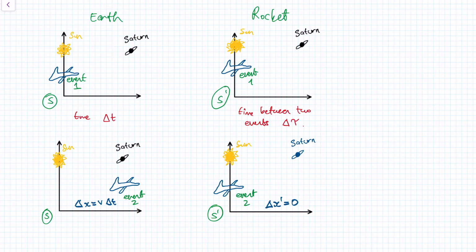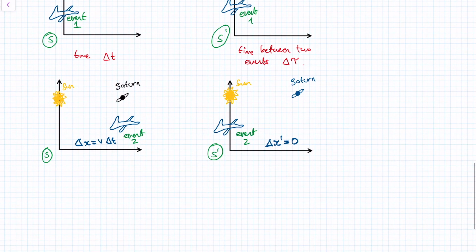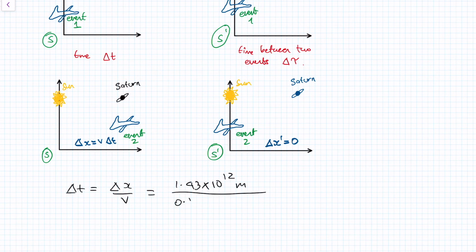Relativity. Good thing about it, one might say, is that we still have this very basic formula: time is equal to distance over speed, or distance over velocity. So what have we got now? The distance was 1.43 times 10 to the 12 meters, divided by the speed 0.9c, 0.9 times 3 times 10 to the 8 meters per second. If you carry out the calculations, you'll get something close to 5,300 seconds. So this is what we observed from Earth.